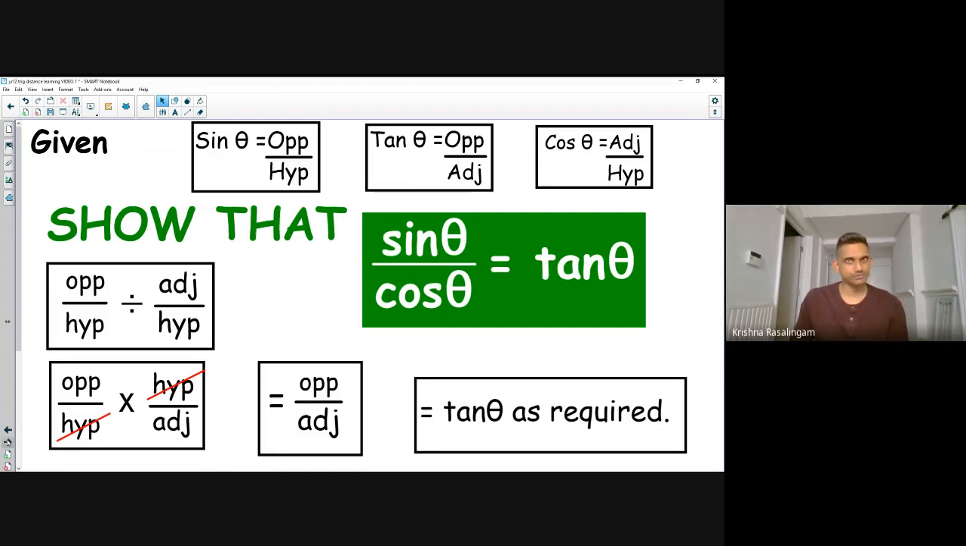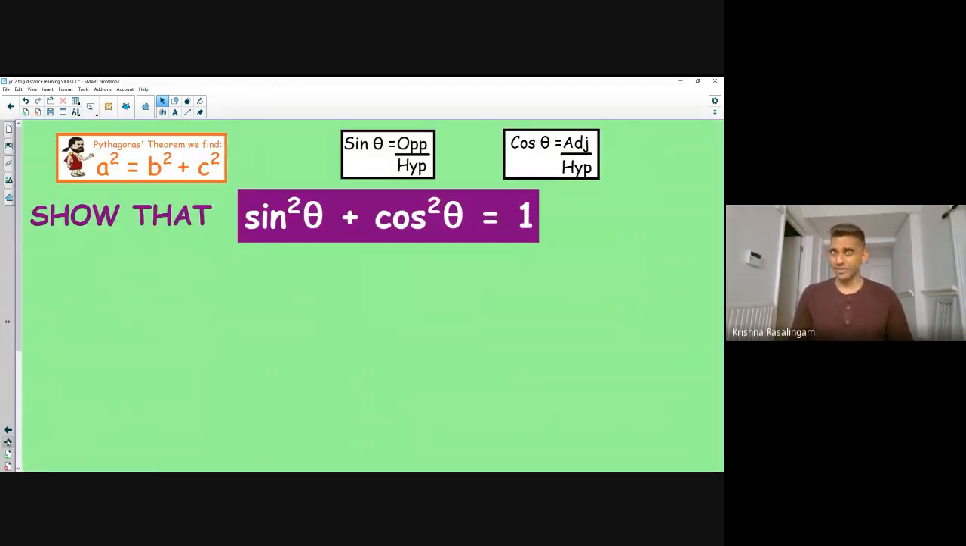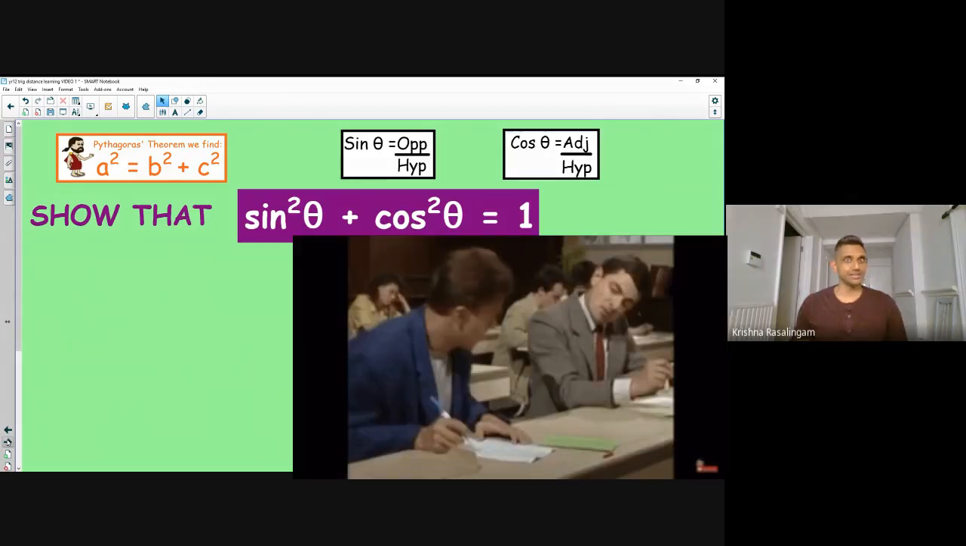Let's just go to the next one. This is a harder one for you to prove yourself. The first time you do this topic, to prove this with very little support is quite difficult. Obviously, once you've seen it, it's a little bit easier.